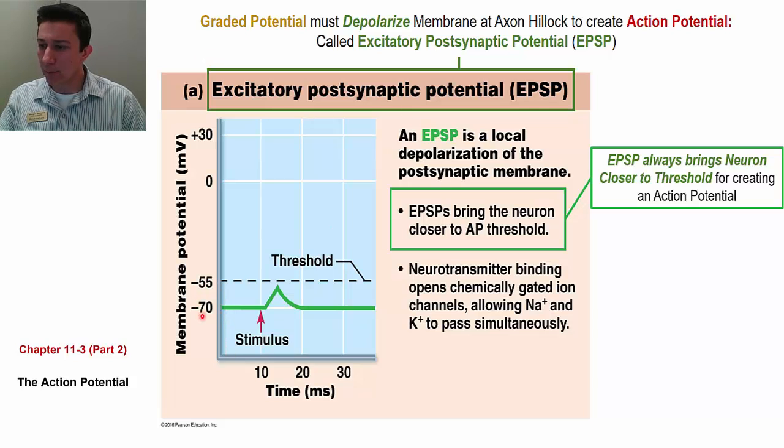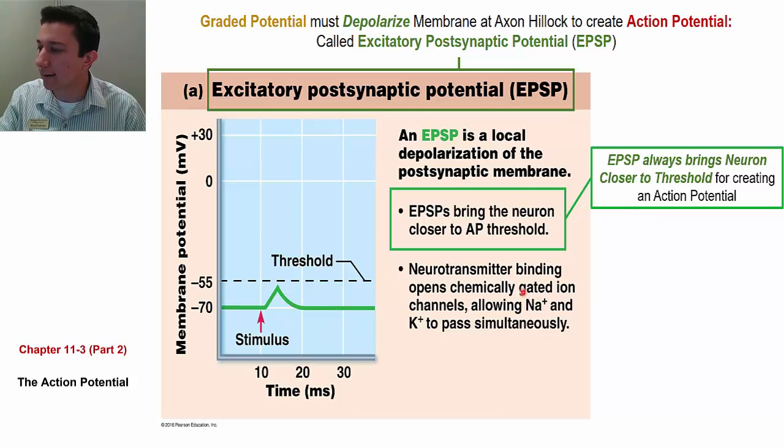Our membrane potential is on our vertical axis here, and our time in milliseconds. We were measuring the voltage change over time in our neuron in milliseconds, so 10 thousandths of a second, 20 thousandths of a second. And we have some stimulus here. We have some graded potential, and that graded potential brings the membrane voltage closer to this dashed line here, which is going to be our threshold voltage. So EPSPs, or excitatory graded potentials, always bring the neuron closer to threshold for creating an action potential.